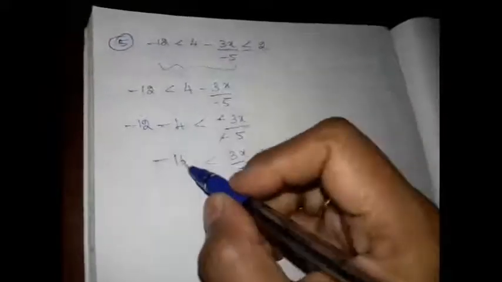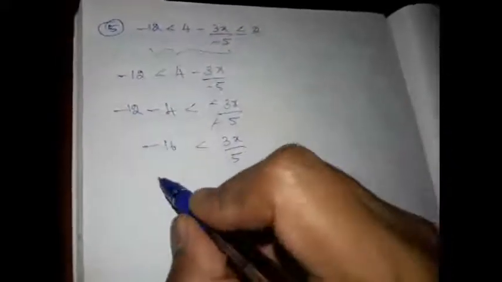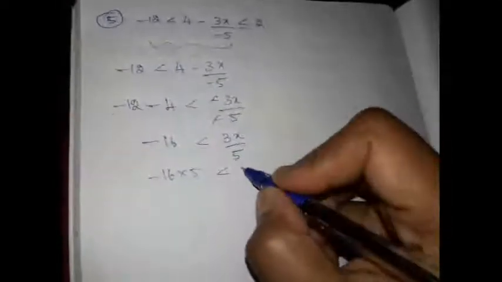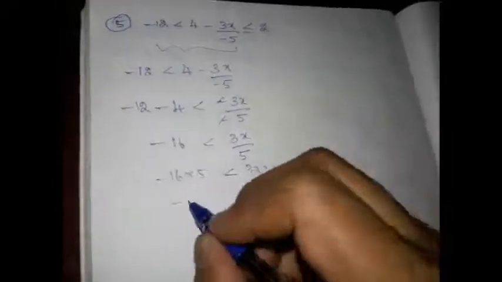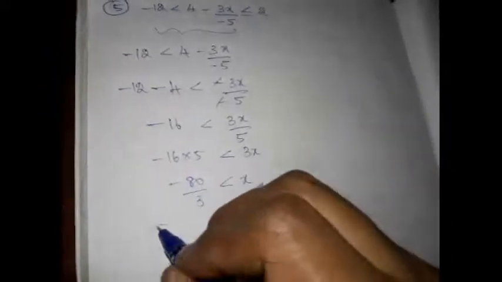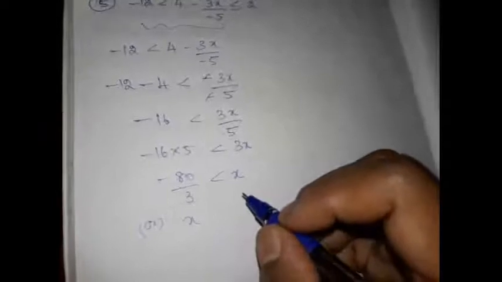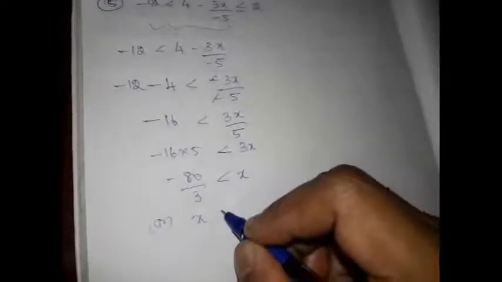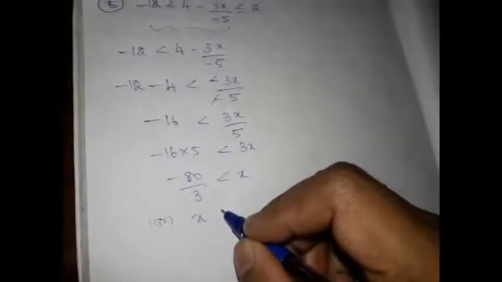Now I am going to bring this 5 to the other side. So minus 16 into 5 is less than, in the sense I am multiplying by 5, 3x, or minus 80 by 3 is less than x, or x should be, how will you write this? Minus 80 by 3 is less than x, or x is greater than minus 80 by 3, right?